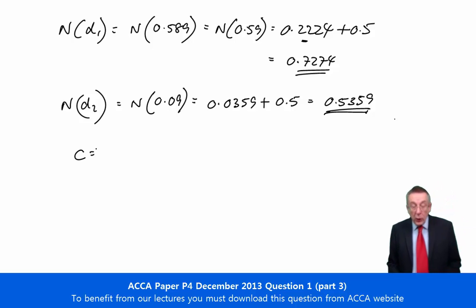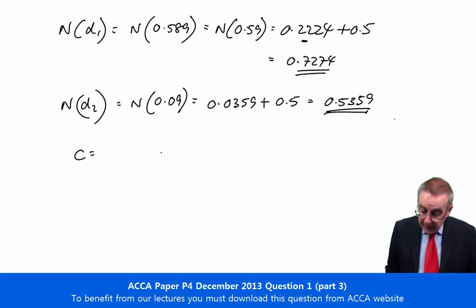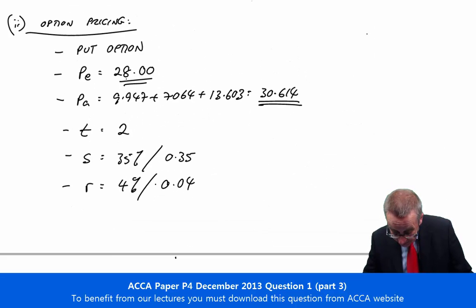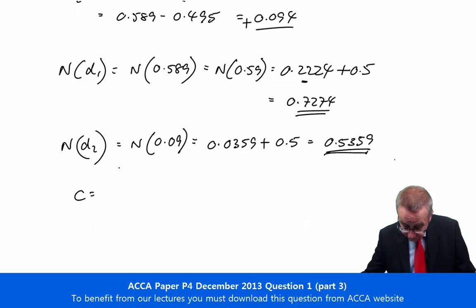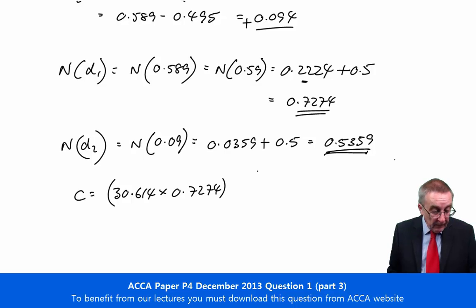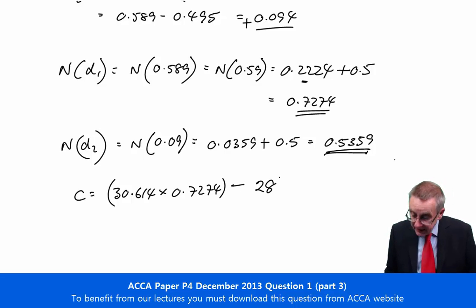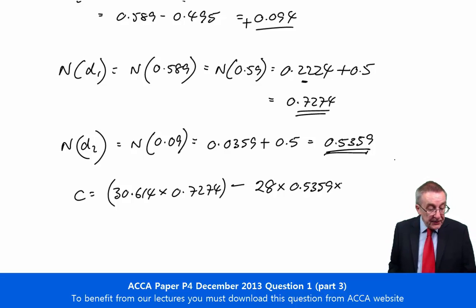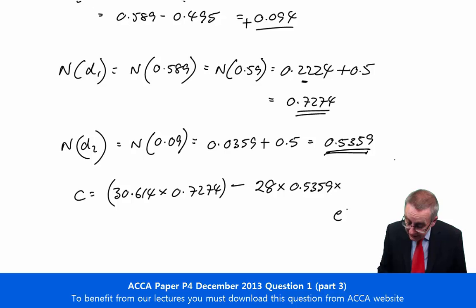So the value of a call option: PA, what did I get PA to be? 30.614, times N(d1), 0.7274, minus PE, which was 28, times N(d2), 0.5359, times, well, e to the minus RT.